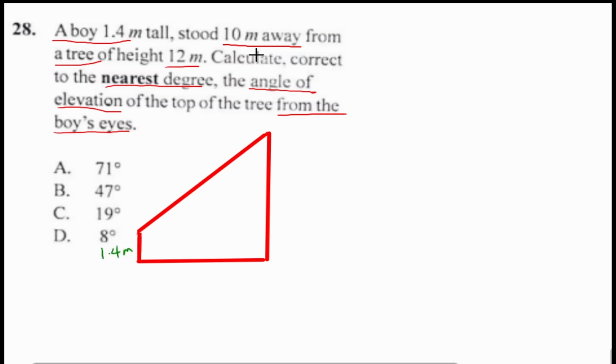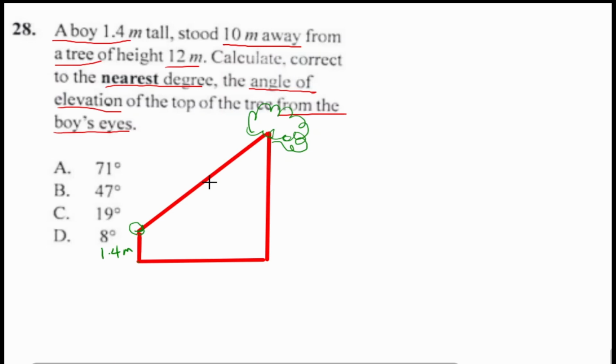They said the boy stood 10 meters away from a tree, so we can have this as our tree. Yes, we can have this as our tree because the tree will be standing vertically. And then this will be our boy. So maybe let me just make the boy's head to here.